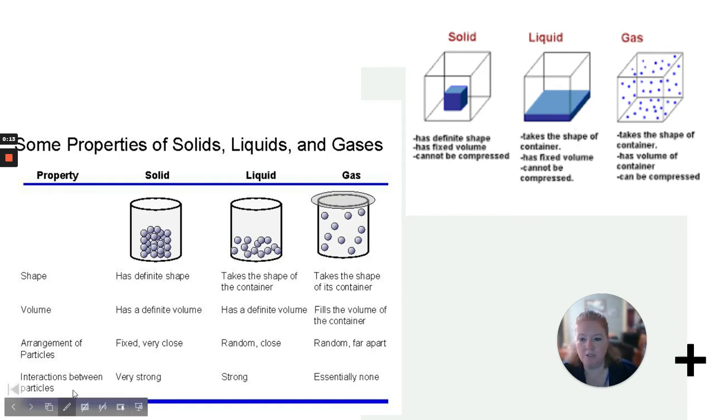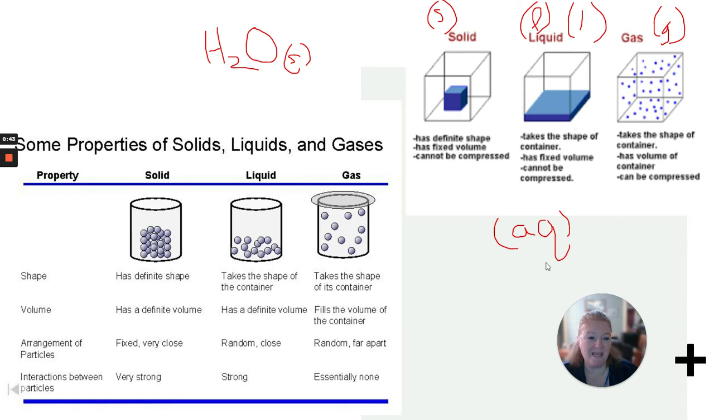Something to note, so let me just write this. Solid has an abbreviation like this. So if I have H2O with this symbol, that means solid. Aqueous means it is something that has been dissolved in water. Okay, so just as a note.